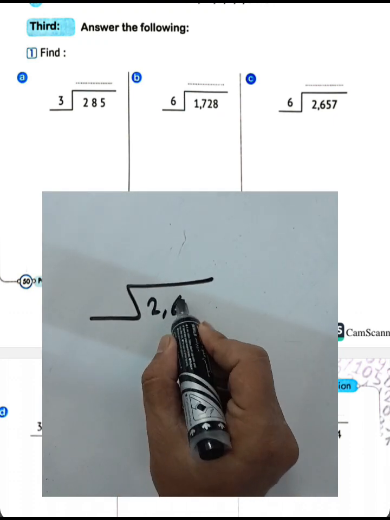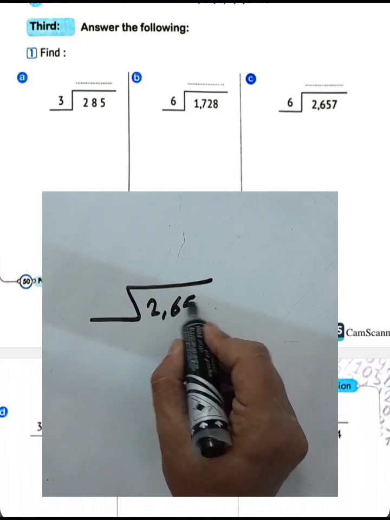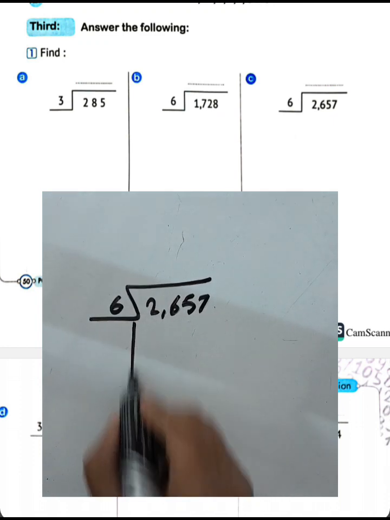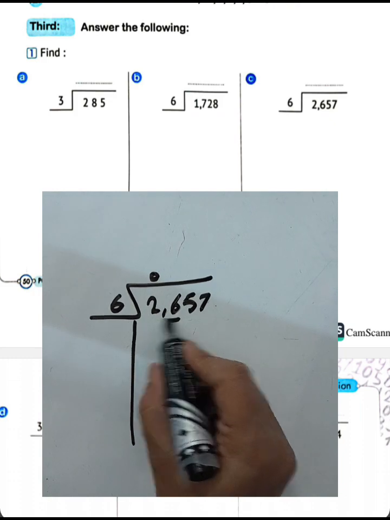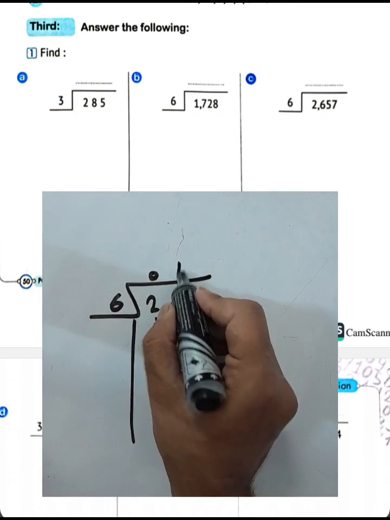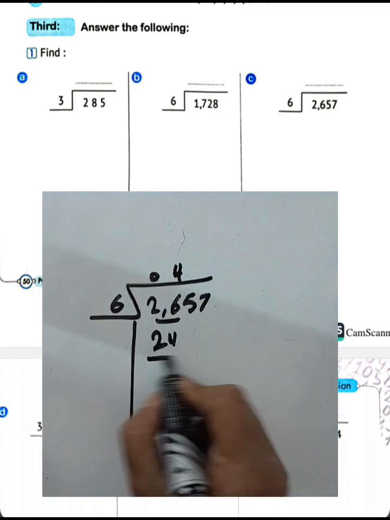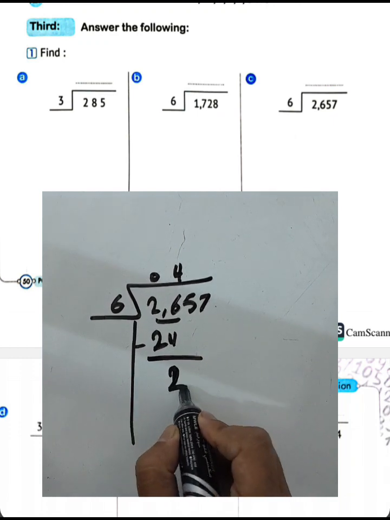2657 divided by 6. 2 divided by 6, we can't do it. 26 divided by 6 equals 4. 4 times 6 equals 24. The difference between them will be 2, and then drop 5.